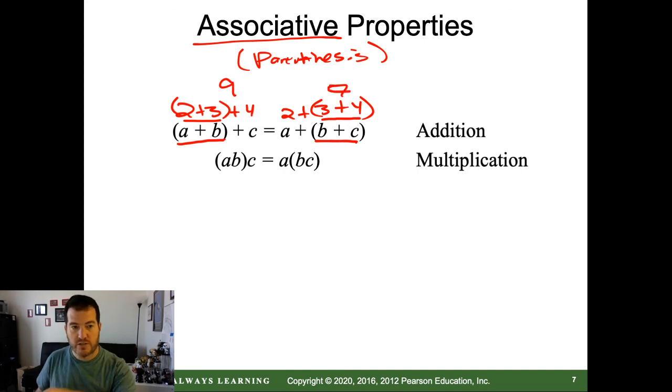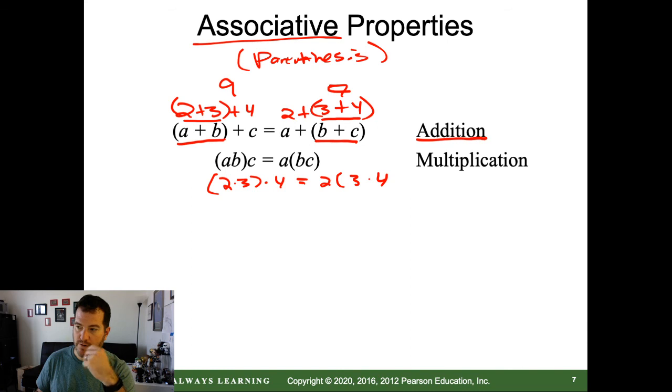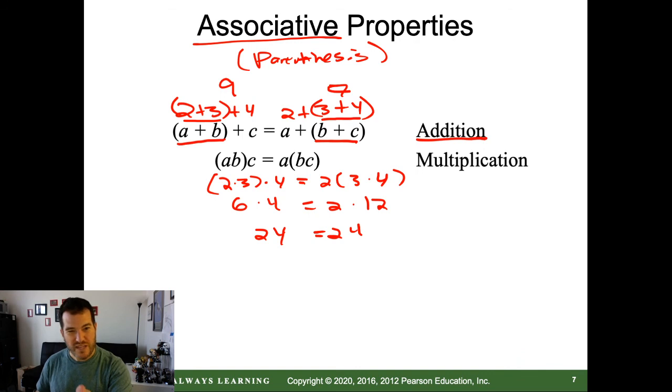Remember, it's only with addition, not subtraction, because you won't get the right numbers. It doesn't matter if you have 4 numbers on one side. As long as you do the parentheses first and then add the outside, and it's all addition, you're going to get the same answer. Same thing down here. If in parentheses I have 2 times 3 and outside I have 4, that's the same as 2 and, in parentheses, 3 times 4. 2 times 3 is 6, times 4 gives you 24. On this side, you do 2 times 12, which is also 24. Hopefully that makes sense.